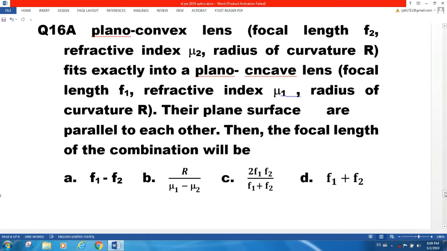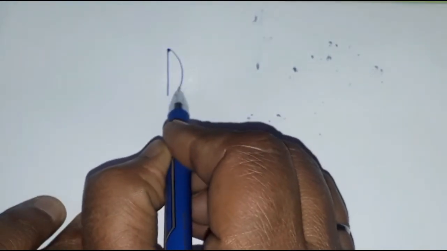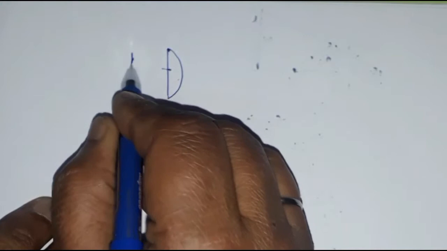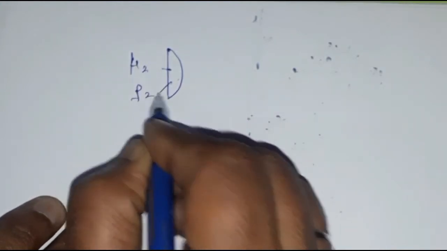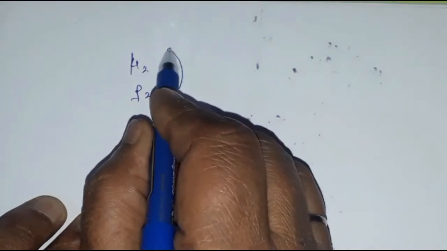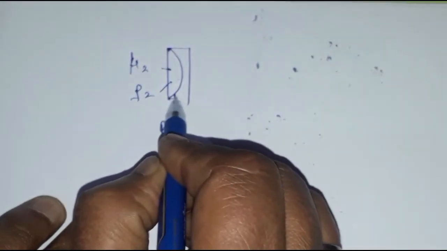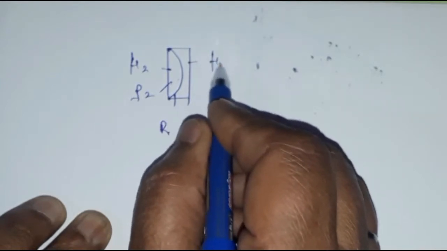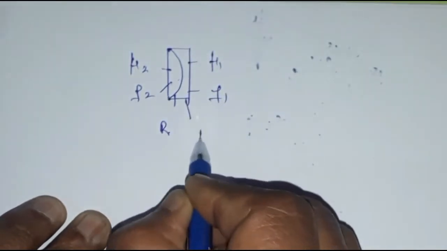Next question is, a plano-convex lens, focal length f2 and refractive index mu2, radius of curvature r, fits exactly into a plano-concave lens, focal length f1, refractive index mu1, radius of curvature r. Their plane surfaces are parallel to each other, then the focal length of the combination will be. We can find it like this. This is plano-convex, with mu2, focal length f2, radius of curvature r, and this is a plano-concave lens with mu1, f1, radius of curvature r.